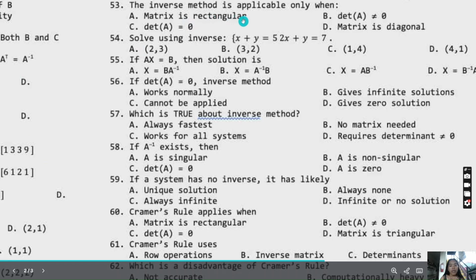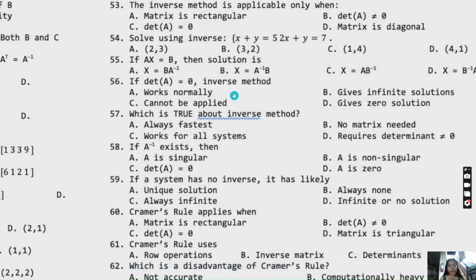The inverse method is applicable only when... The answer is letter B, the determinant is not equal to zero. If the determinant is equal to zero, the matrix is not invertible, but if the determinant is not equal to zero, it is invertible. That's why we are allowed to use the inverse method.